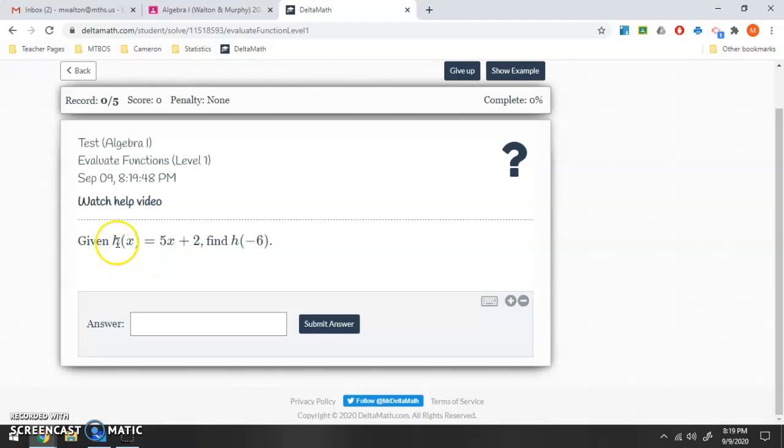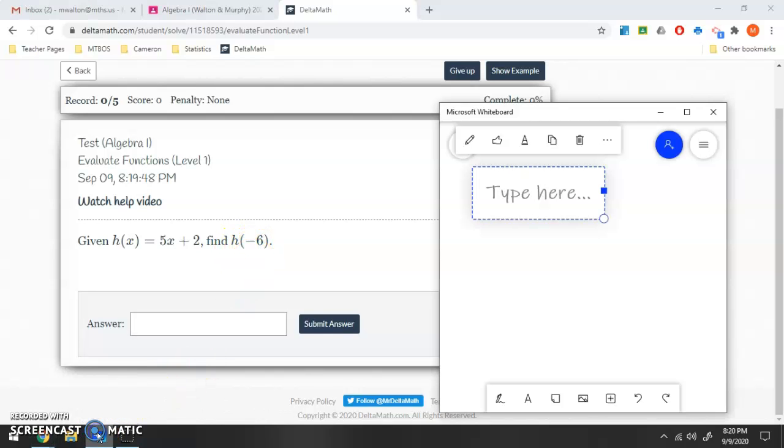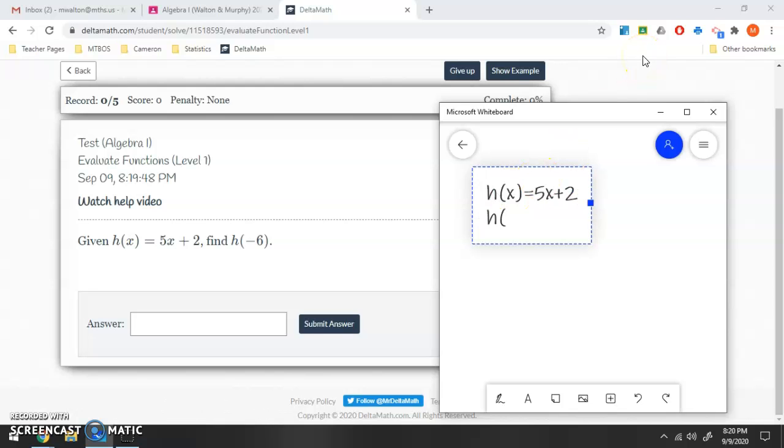So with this, here's my rule. h of x is equal to 5x plus 2. So what we're going to do is take an input and multiply it by 5, plus 2. And now it is asking us to figure out what is h of negative 6. I'm going to show my work off to the side here. I have h of x is equal to 5x plus 2. That was my original function. And now I'm asked to evaluate h of negative 6.